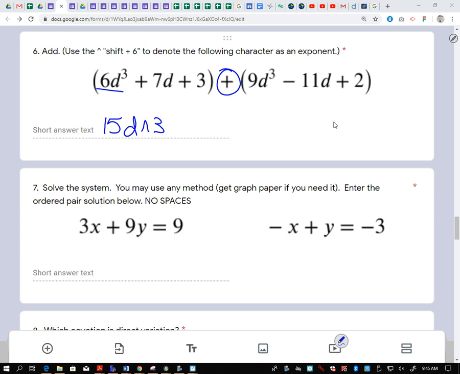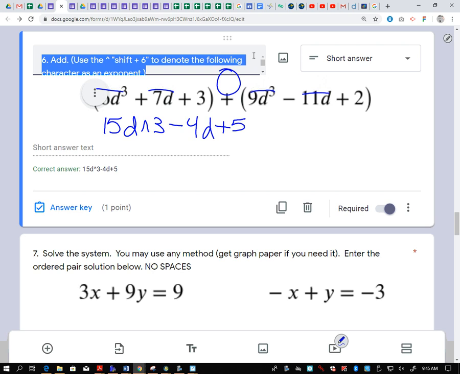Okay, so that takes care of 6 and 9. Now I have 7 minus 11, right? Because those are like terms. What's 7 minus 11? Negative 4, minus 4d. And there's no caret symbol needed there, right? Okay, so that takes care of this and this. And then I have 3 plus 2. 3 plus 2 is 5. Okay, so I should get 15d cubed minus 4d plus 5. Let's check and see. 15d cubed minus 4d plus 5.